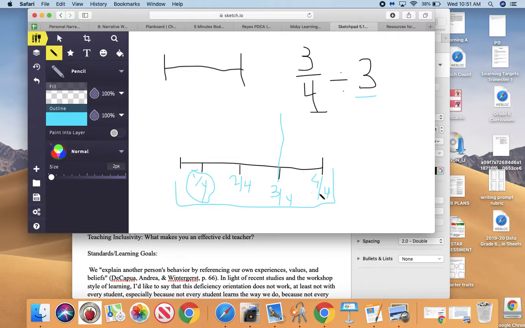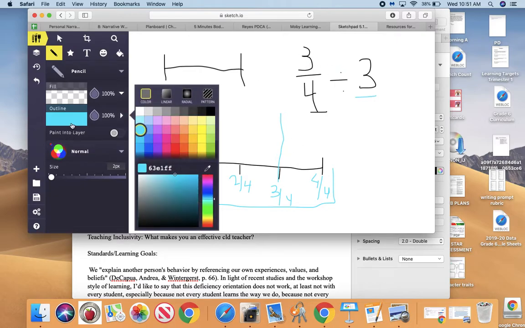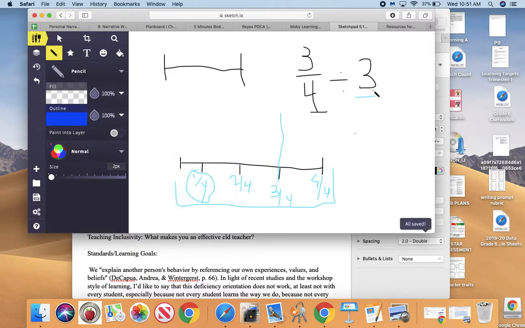It's asking me what is one of these sections worth, because we're dividing 3/4 by 3. So it's asking me what is one of these sections worth. And we see that they each go up 1. So one section would be worth 1/4. So you can use this method and double check your work by multiplying by the reciprocal.